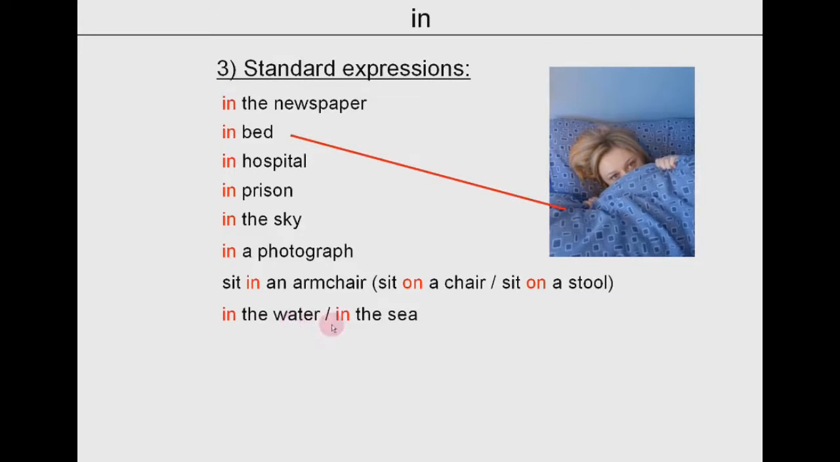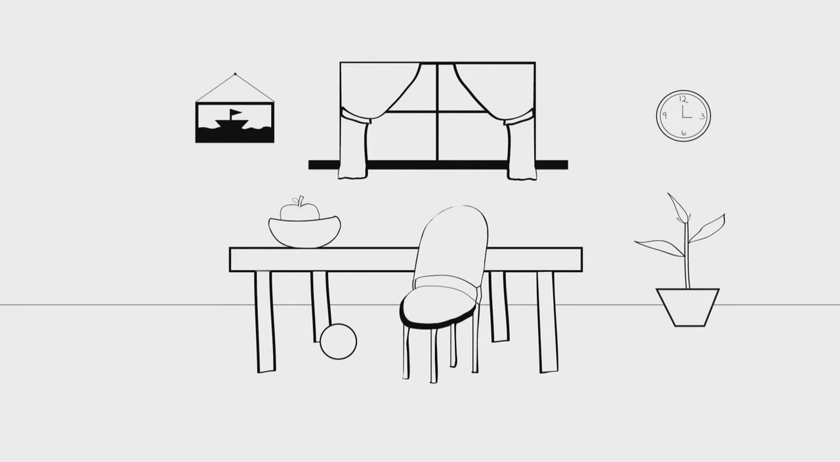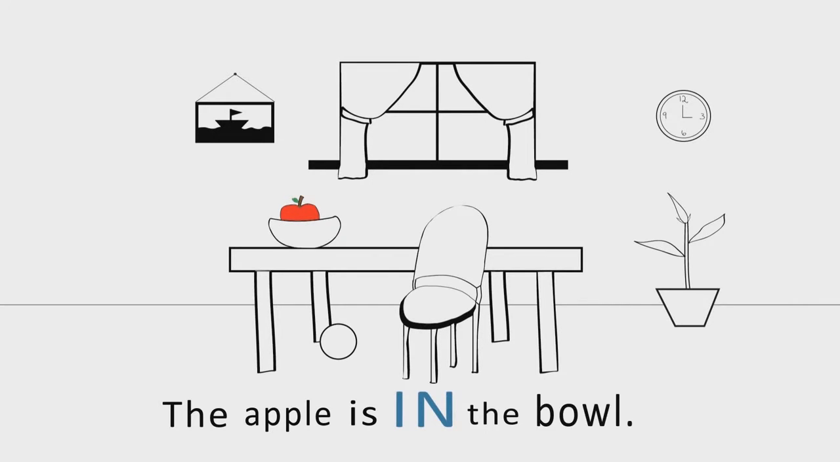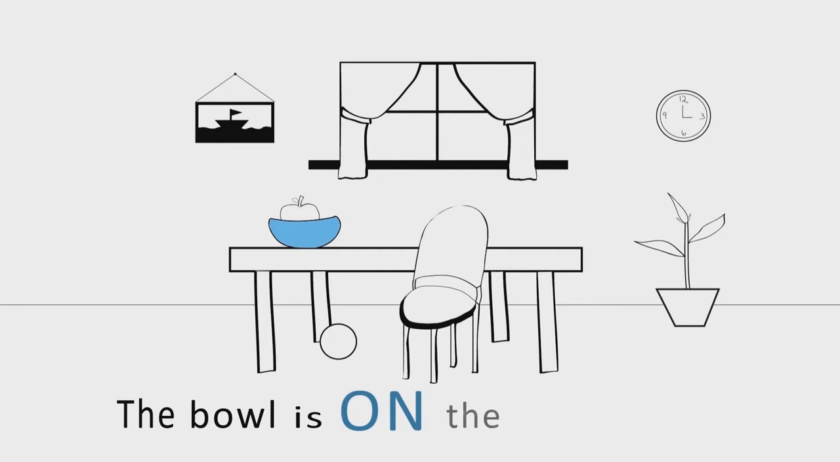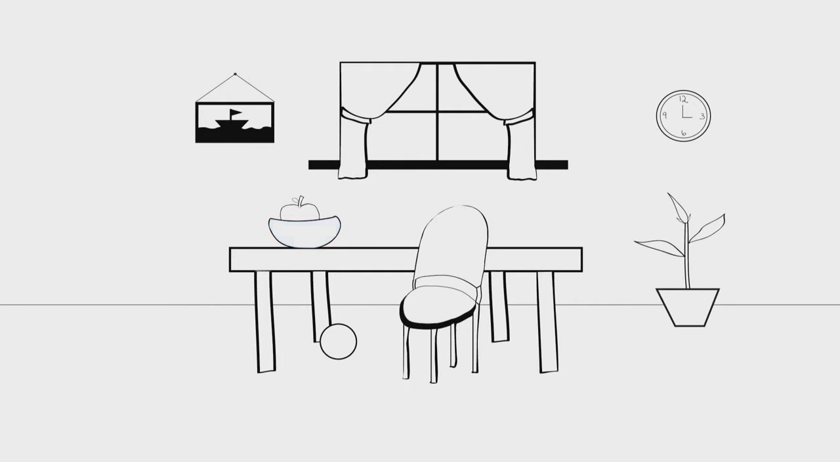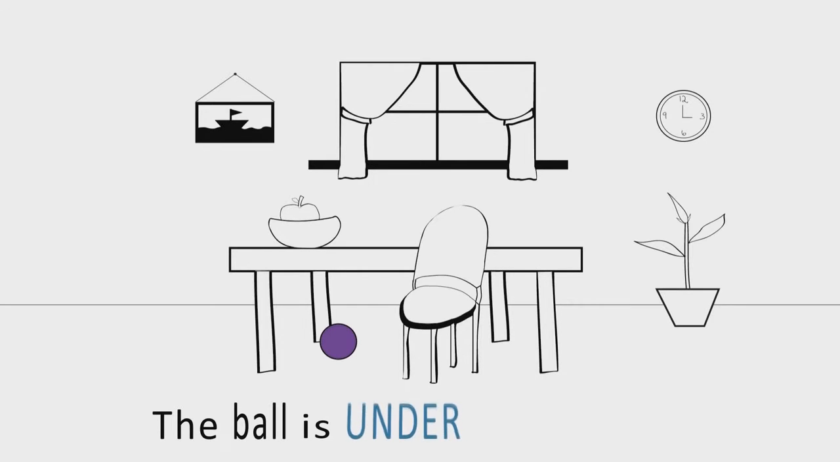And in the water or in the sea. So the children are playing in the water, in the sea. Okay? Here is a living room. Let's have a look around. The apple is in the bowl. The bowl is on the table. The ball is under the table.